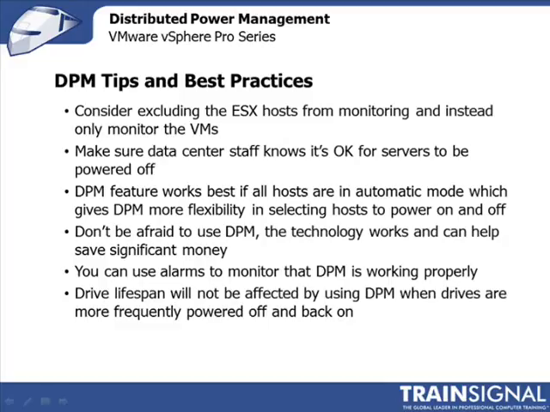Similar to DRS, the DPM feature works best if all hosts are in automatic mode, which gives DPM more flexibility in selecting the host to power on and off. If hosts are in manual DPM mode, then DPM must wait for approval to perform its action, which could limit its effectiveness. DPM is more biased towards hosts in automatic mode than manual mode because of this. Consider using automatic mode whenever possible and disabling DPM on hosts that you do not want to be powered off.